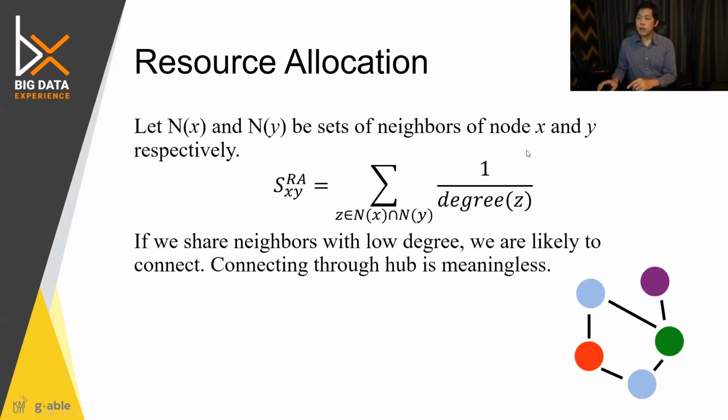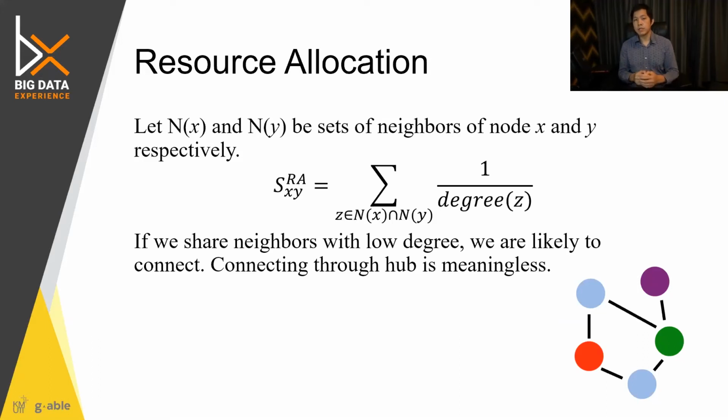But with this one, the intersection is the same as in the first example, as in common neighbor. But the summation here is not all 1. The summation is 1 over the degree of the node in the intersection. That means if the node in the intersection contains a lot of connections, it will have low value. If the node in the sharing between them contains just a few nodes, then it will have high values. So the meaning here is that if we share a neighbor with low degree, then it matters more. But if we share the connection through a hub, then it's meaningless, right?